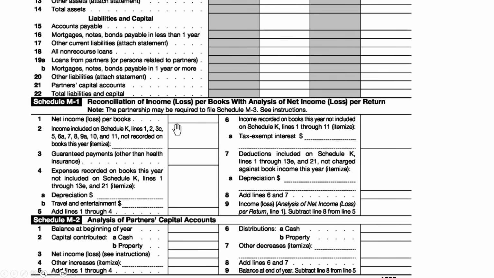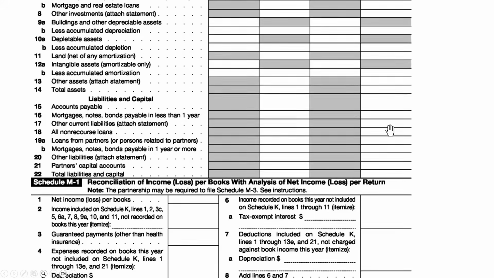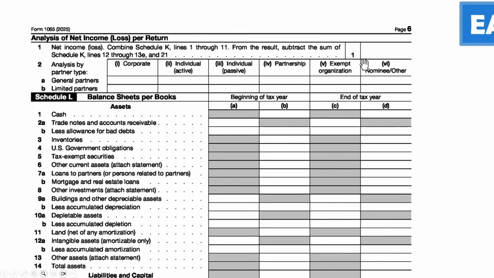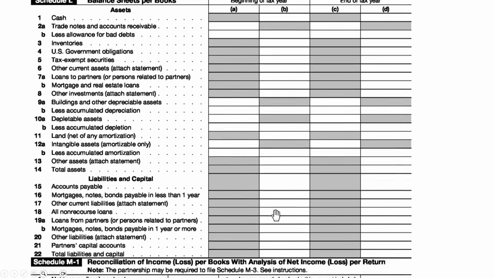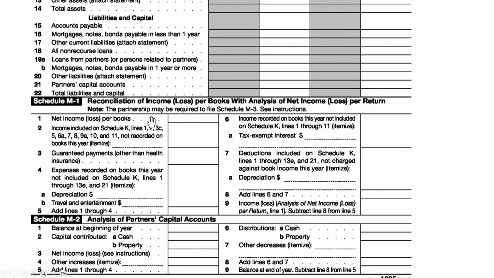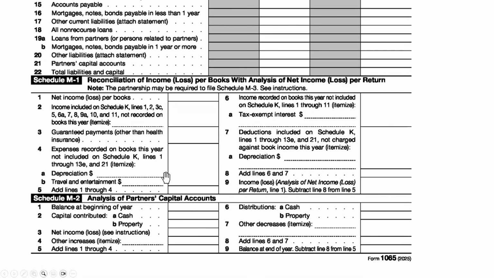That's the book to tax reconciliation for small partnerships. So we start with the net income per books. Then we're going to show all of the book to tax differences. And we're going to end up with our quote unquote taxable income. That's that amount again from line 1 here on the analysis of net income from Schedule K. So that's Schedule M1. Then you've got Schedule M2.